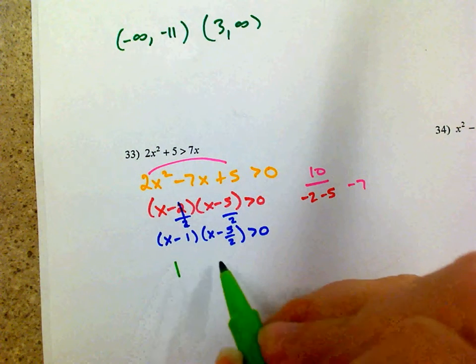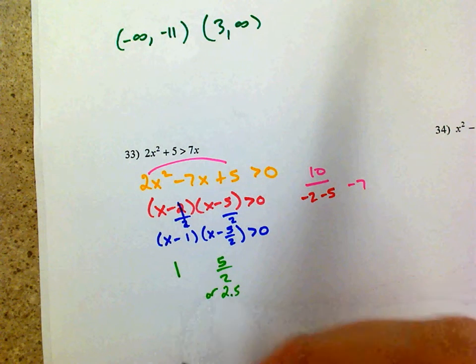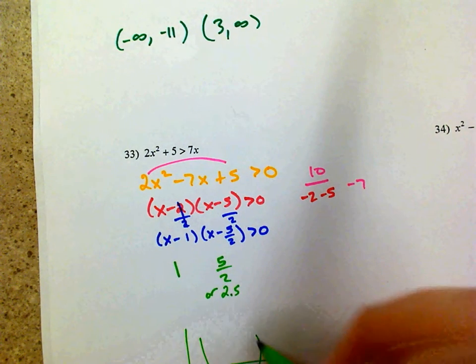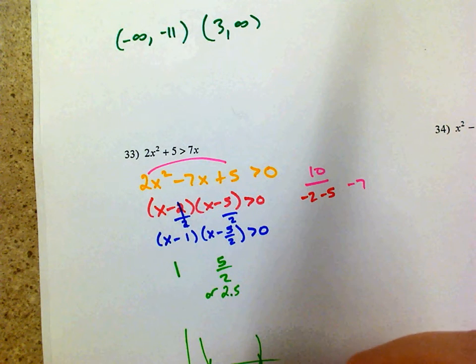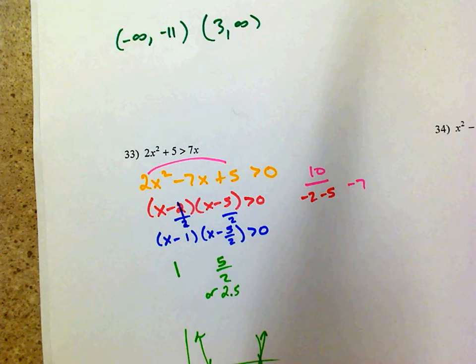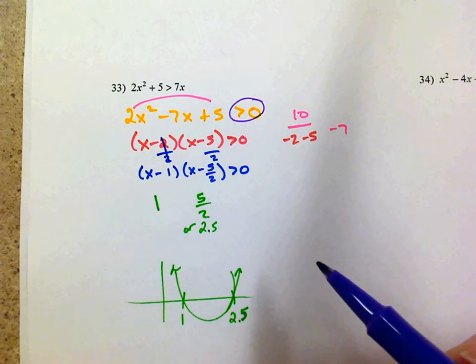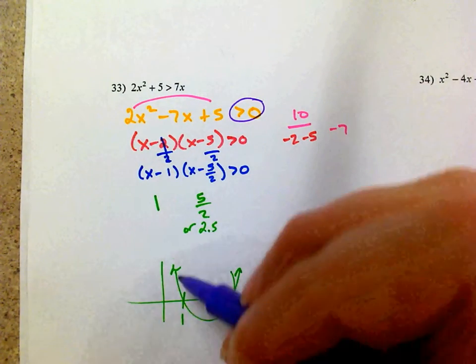Okay? Go back and read the problem. When is it greater than 0? It's greater than 0 when it's above the x-axis, which is on this side of 1 and on this side of 2.5. So it's not between the two numbers, it's outside. So it's negative infinity to 1, and then from 2.5 to infinity.